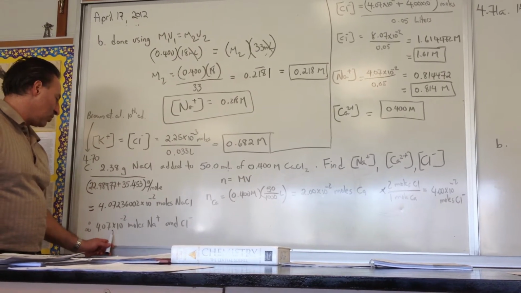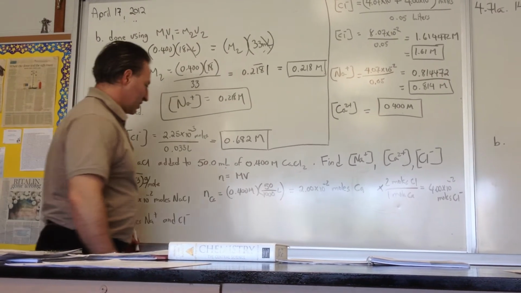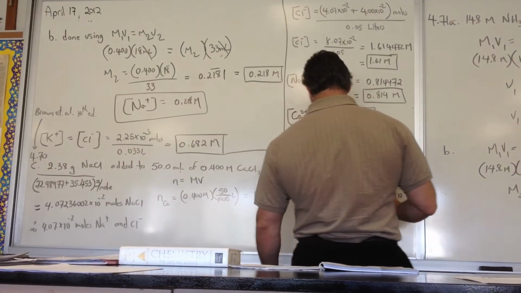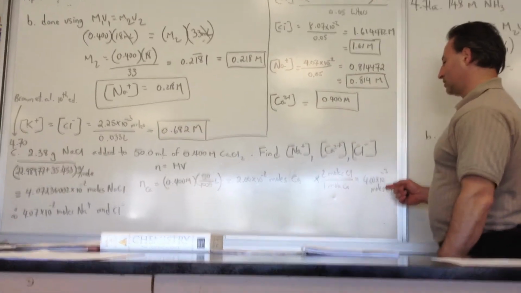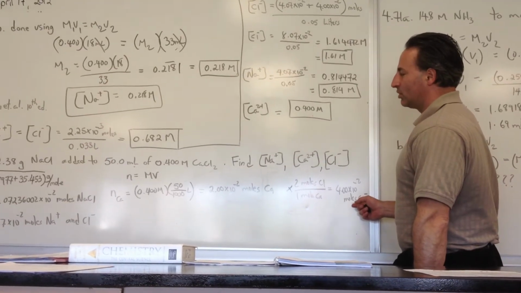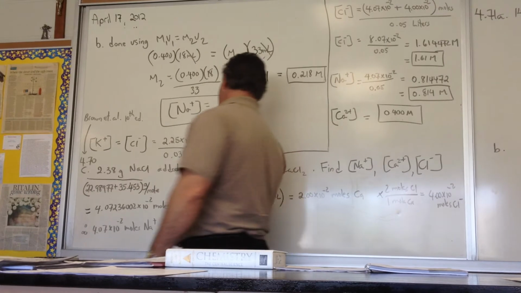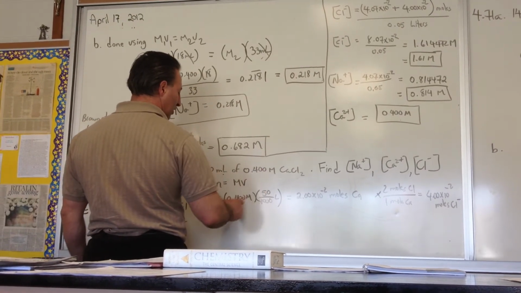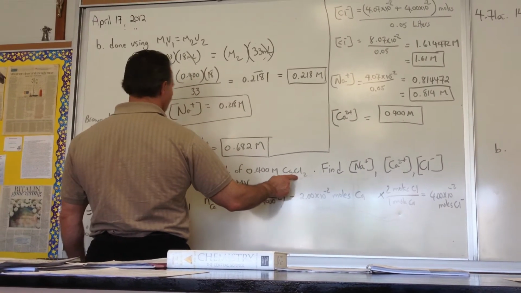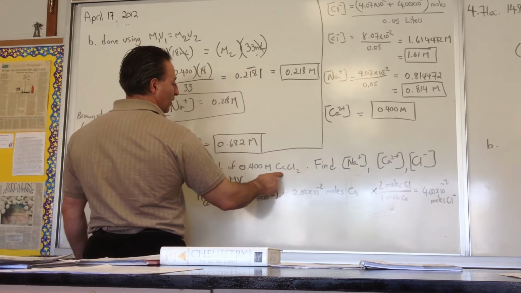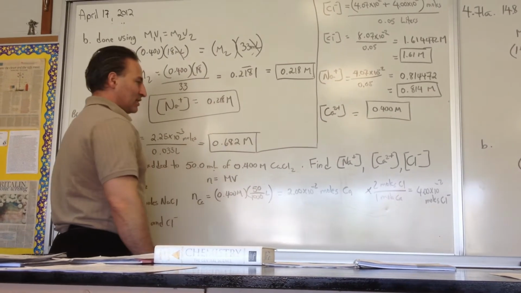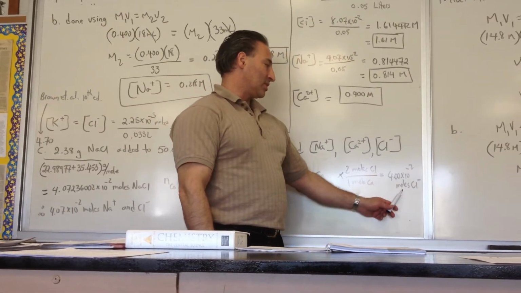So I knew I had this many moles of chloride anions from the sodium chloride, and I had 4.0 times 10 to the minus 2 moles of chloride from the calcium chloride. How did I find that out? Well, I said 0.05 times 0.4, and then I multiplied it by 2 because the chloride anions are in a proportion of 2 to 1 to the calcium chloride. So for every mole of calcium chloride, I have 2 moles of chloride anions. So that's how I got 4.0 times 10 to the minus 2 moles of chloride.